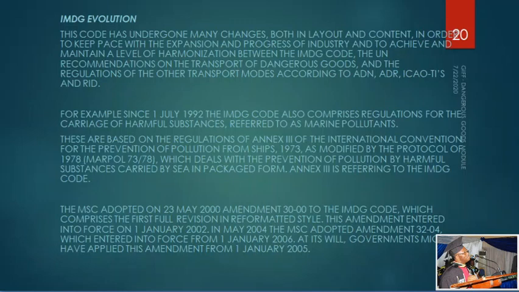Now, when we talk about the RID, we are talking about the regulations covering the rail. We talk about ADR, we talk about the road. The ADN, inland waterways, and ICAO talk about air.